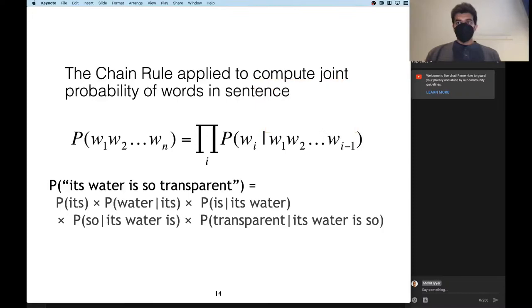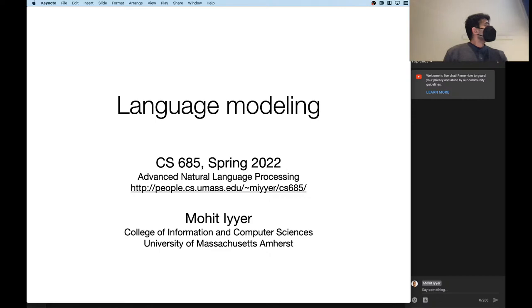All right, everyone, let's get started. So today's topic is language modeling, which is, again, as I mentioned last lecture, one of the core topics of natural language processing and is one of the underlying models behind almost every NLP-based technology that we see today.